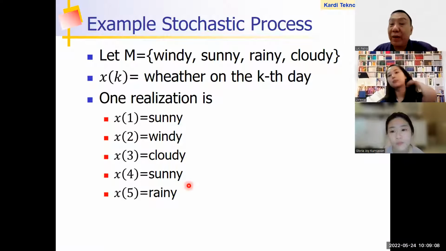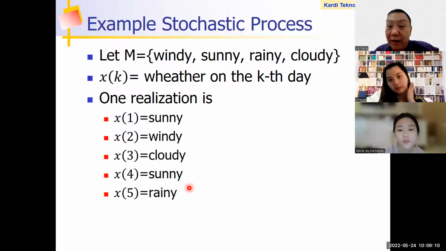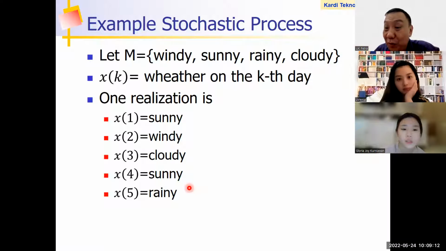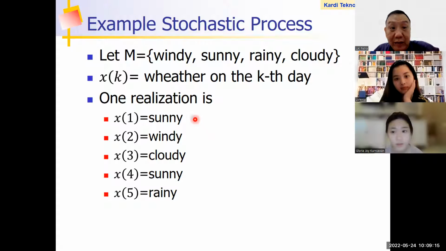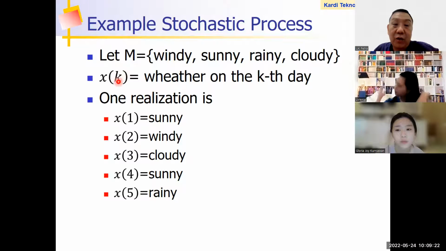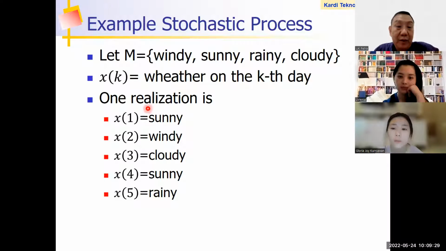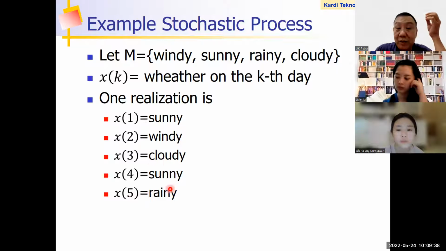Okay, so let me give an example so that this becomes clearer. Using symbols only is confusing, right? So say I have 4 possible states. M is the 4 possible states. So this is the realization of the weather, the weather on the k-th day. One realization is this: x1 is sunny, x2 is windy, x3 is cloudy, x4 is sunny, x5 is rainy, and so on. So these are random.